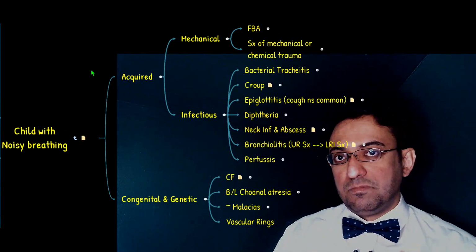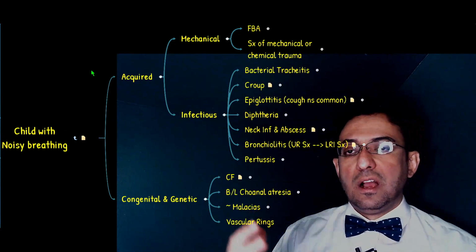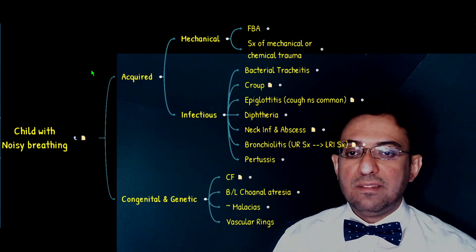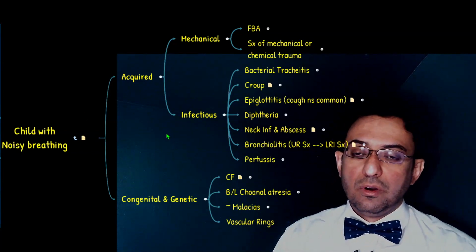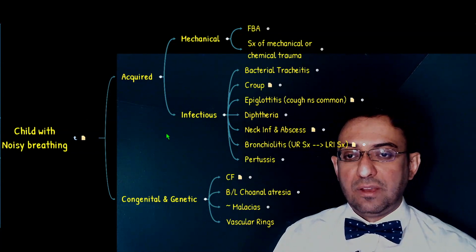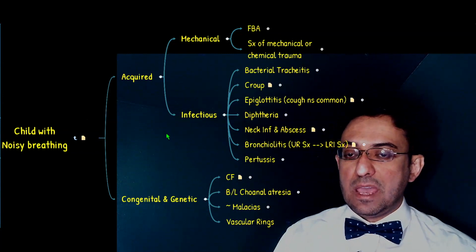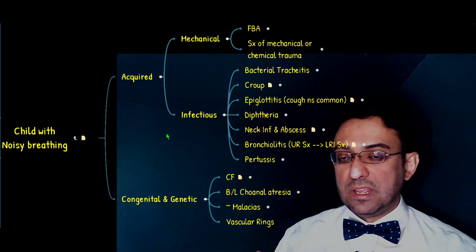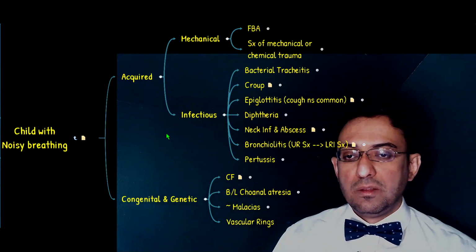Next step is to remember that for the ease of understanding and better categorization of differential diagnosis, I have categorized these conditions into acquired mechanical versus acquired infectious causes, and then the congenital and genetic causes. So the conditions associated with noisy breathing or upper airway obstruction in children have several differential diagnoses, and that is our first question. What are the mechanical causes of upper airway obstruction? Always think of foreign body as well as some sort of mechanical or physical trauma, such as smoke inhalation or trauma to the neck causing hematoma, causing airway obstruction. We will discuss them one by one.